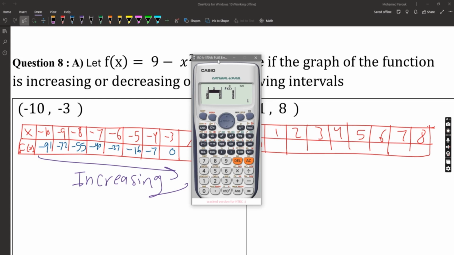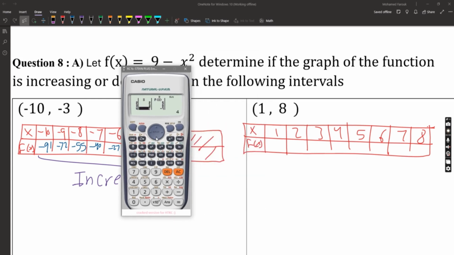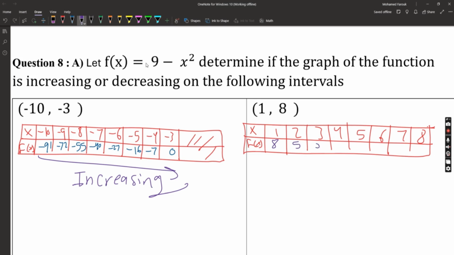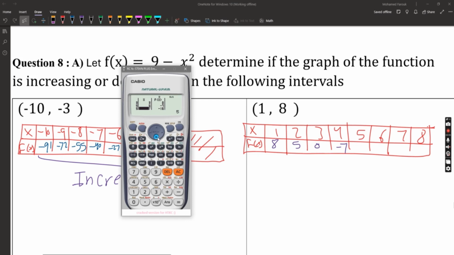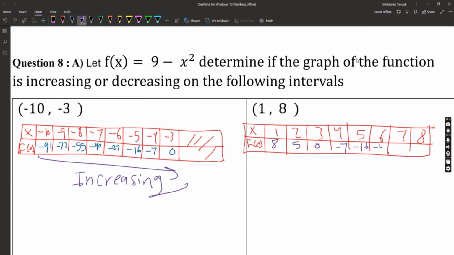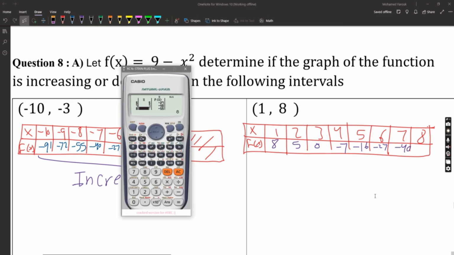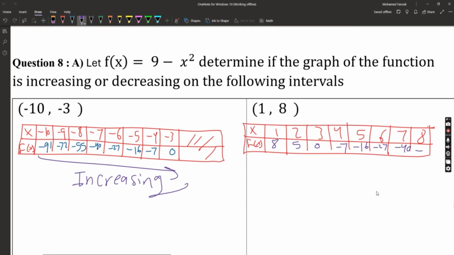Okay, it's 8, 5, 0, -7, -16, -27, -40, and the last value is -55. Do you notice this? It's going smaller and smaller, so it's decreasing.